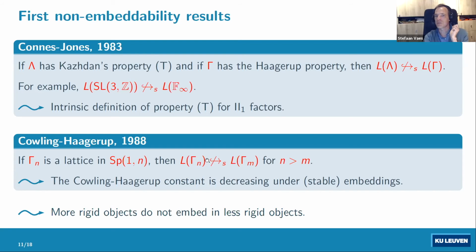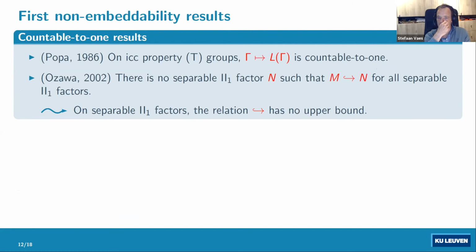Why am I stating these results? To show you that these are qualitative results. I mean, it's based on properties. Of course, here it's a numerical invariant, but still the basic idea is that more rigid objects cannot be embedded into less rigid objects. Now, the kind of non-embeddability results that I want to show you now are of a different nature.